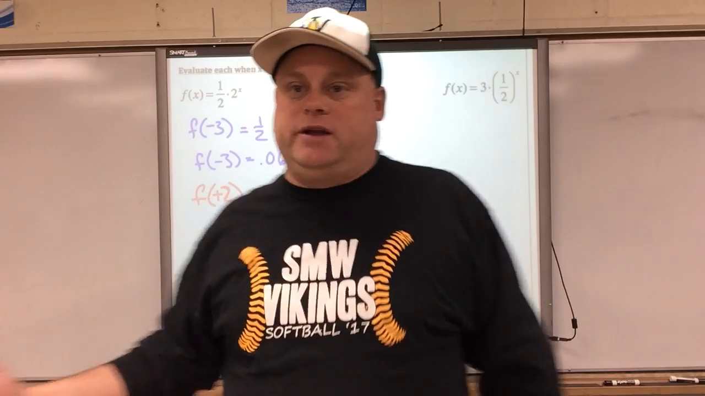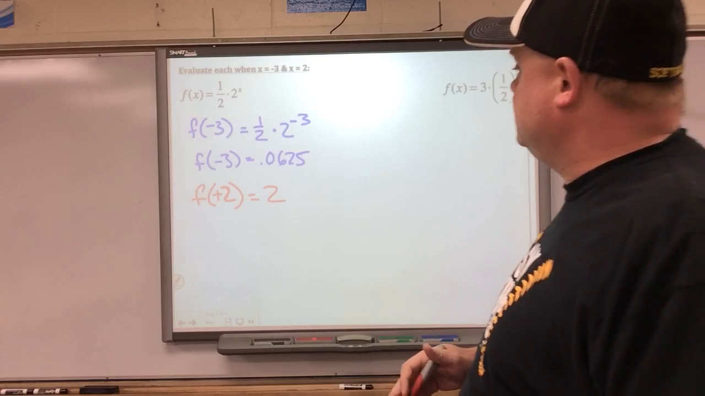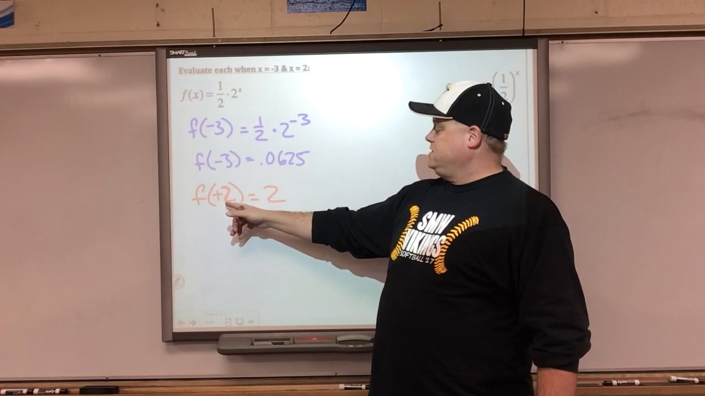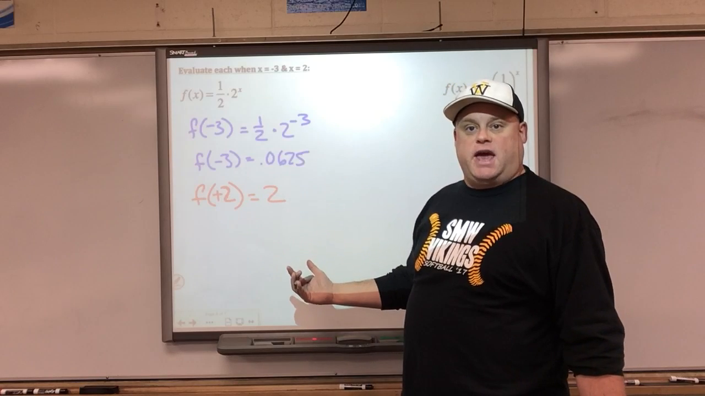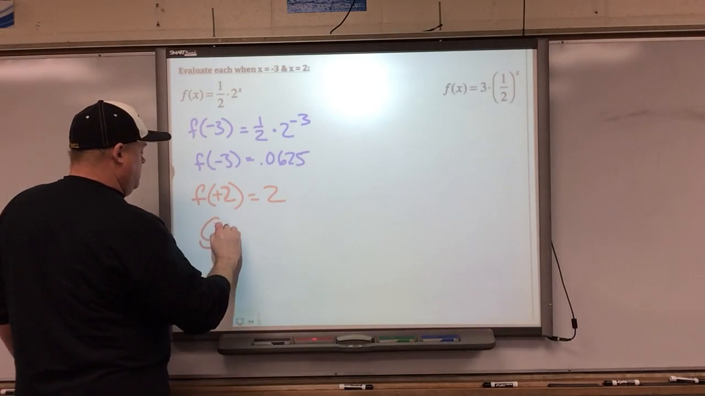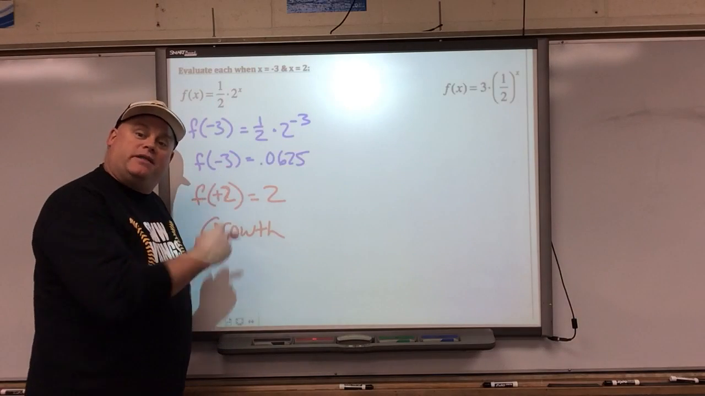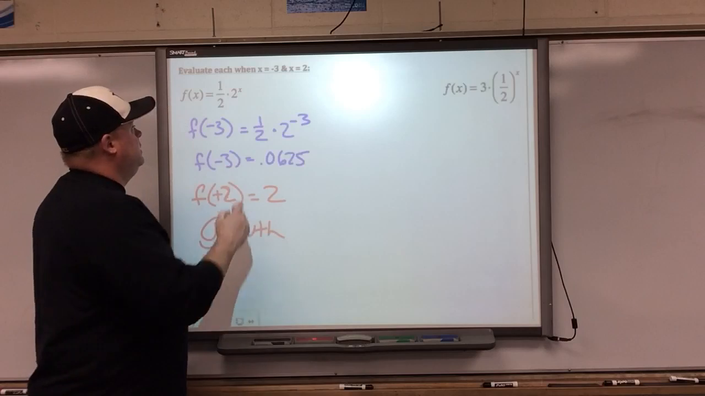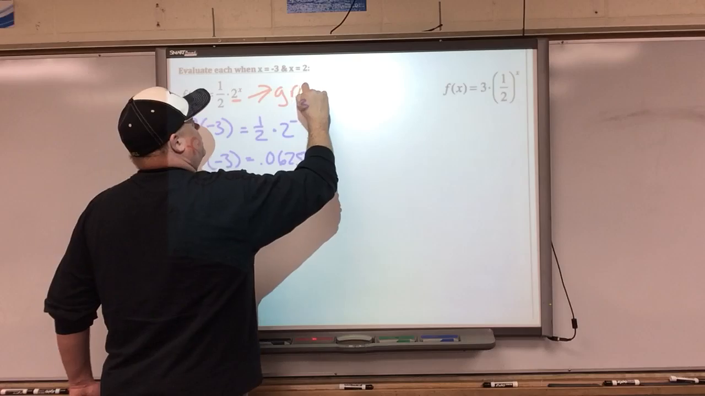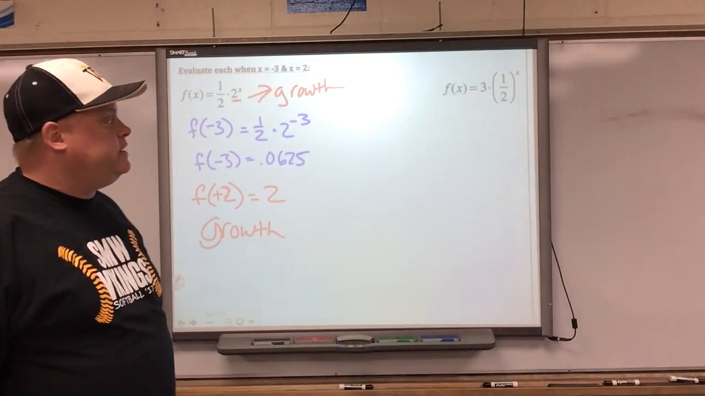What are we trying to find here? We can be looking for whether it's decay or growth. When x is -3, I'm at 0.0625. When x is 2, it's 2. So is this growth or decay? It's growth. It got bigger, right? Could I have seen that just by the equation? Yes. This 2 up here is bigger than 1, so that should tell me it's growth right there. Okay?